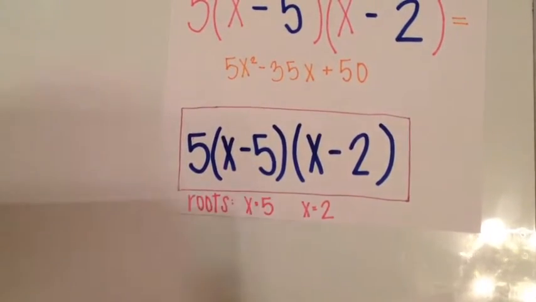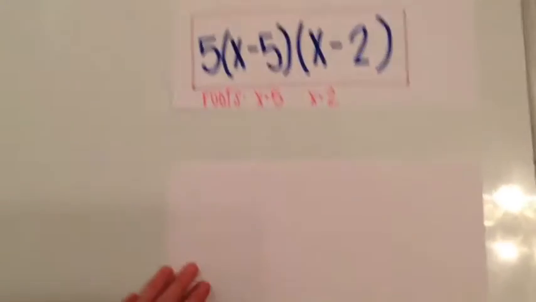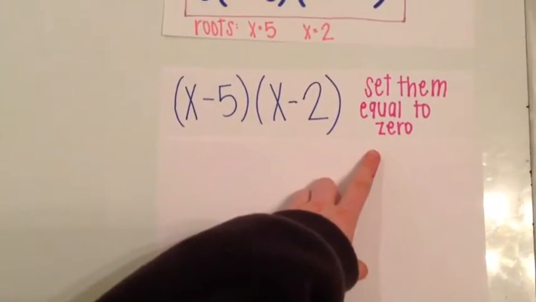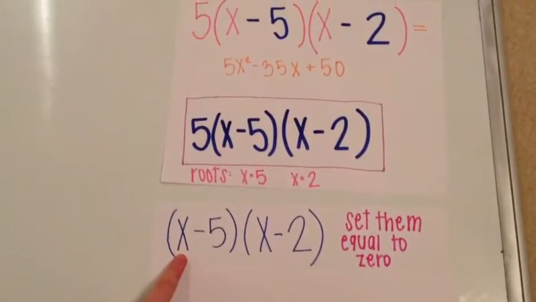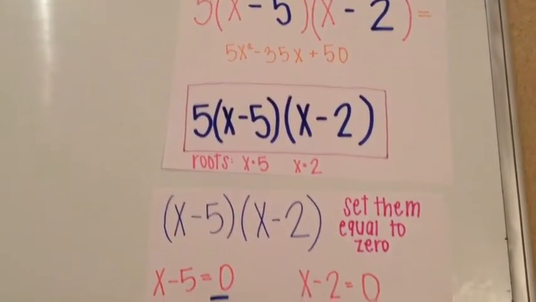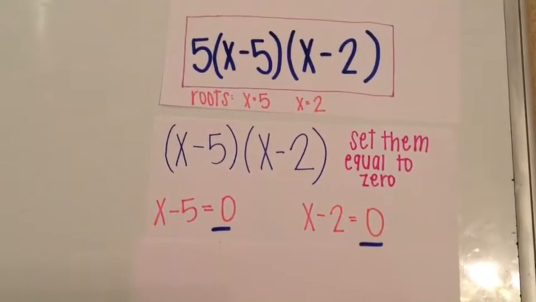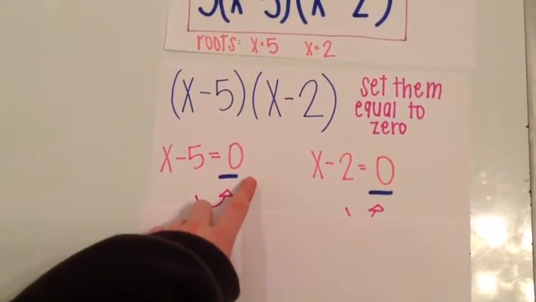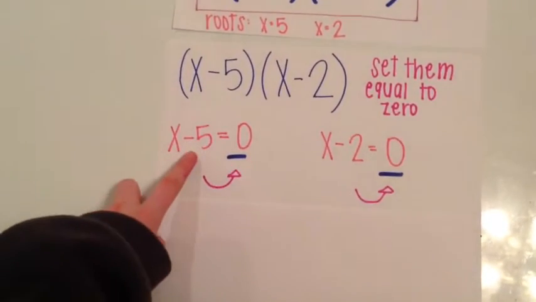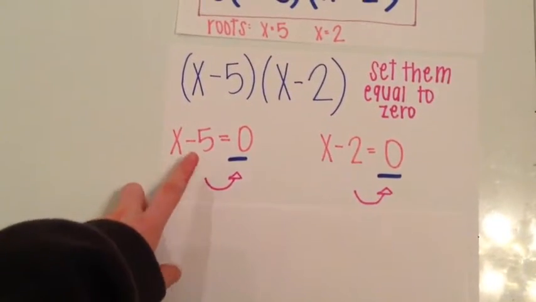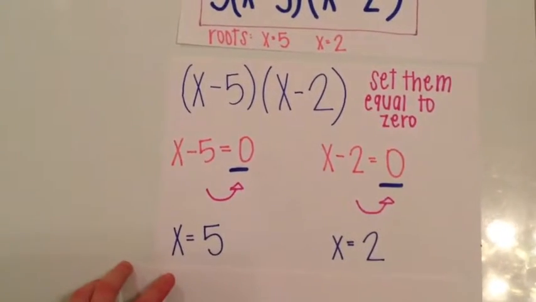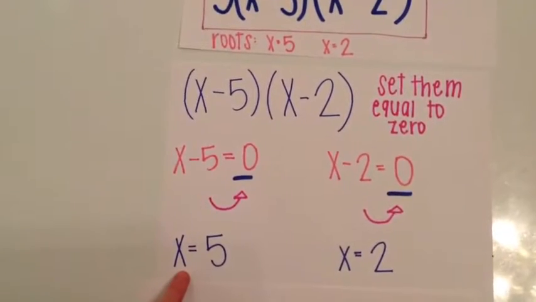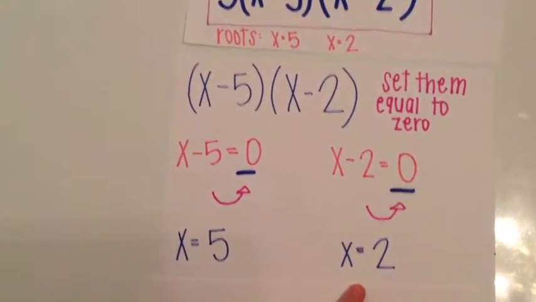I'm going to show you how to find our roots right here. So in order to find our roots, you have to set them equal to 0. So you're going to set x minus 5 and x minus 2 equal to 0. And so our next step is to take the number and bring it to the other side. So in this case, you're going to add 5 and add 2, and you're going to end up with x equals 5 and x equals 2.